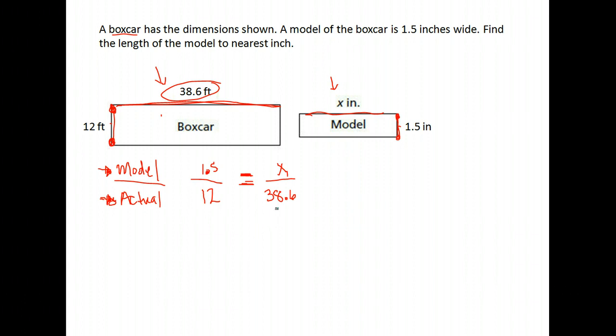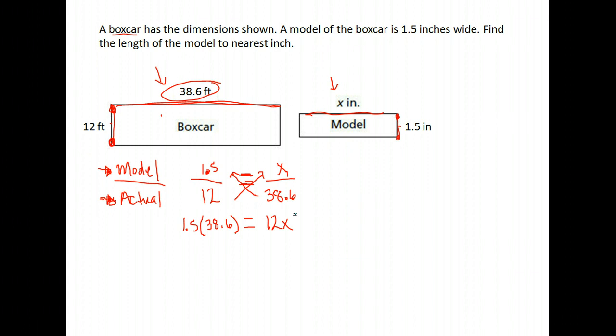So we use our method for solving proportions, which begins with doing the cross product. So remember, you leave the equal sign in the middle, you multiply the bottom of one side times the top of the other. So we'll have 1.5 times 38.6 on one side of the equal sign, and 12 times x on the other. The next step is to simplify that.